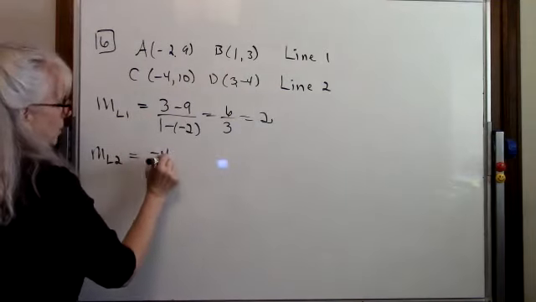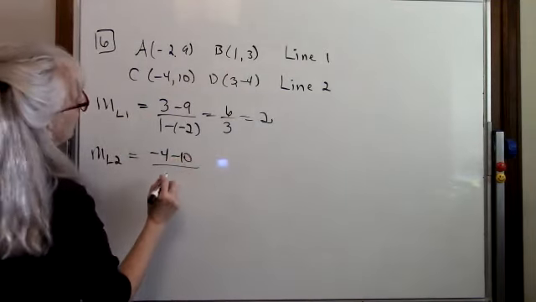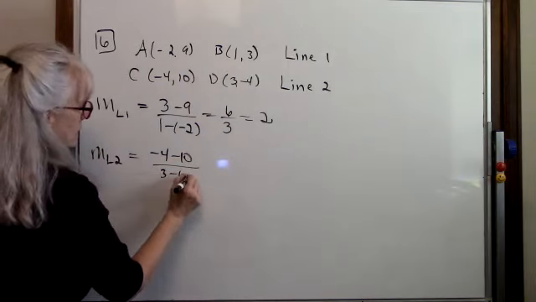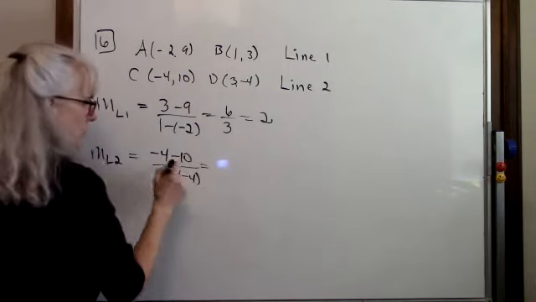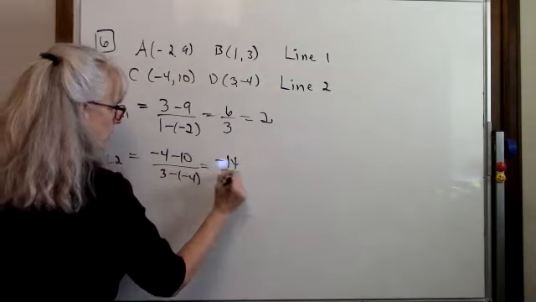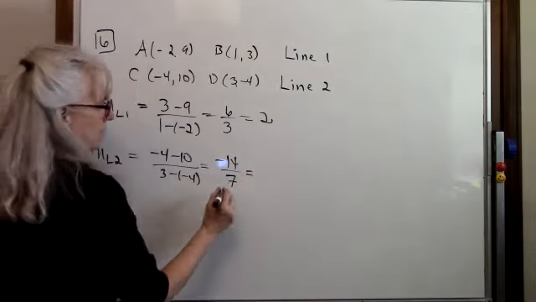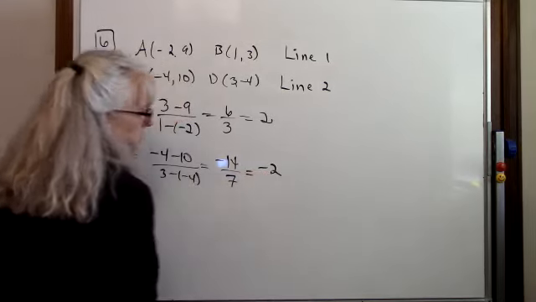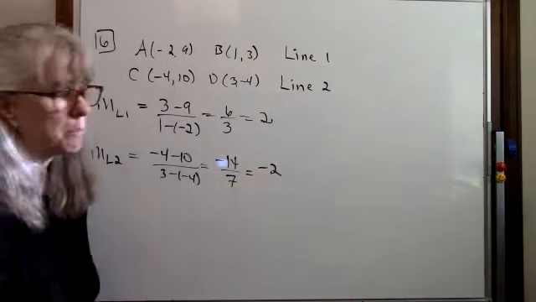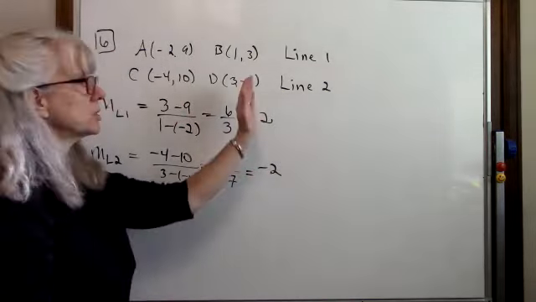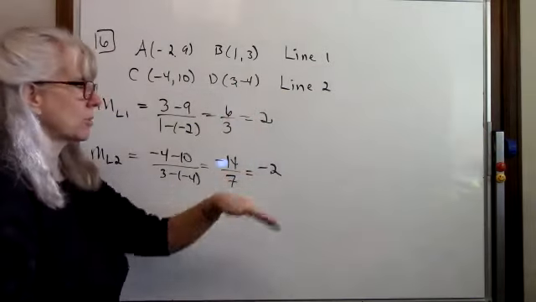We'll do the same thing: negative 4 minus 10, all over 3 minus negative 4. Negative 4 minus 10 is negative 14. 3 minus negative 4 is a positive 7. Negative 14 divided by 7 is negative 2. So I now have the slope of both of them. This one's going up 2 and over 1. This one's going down 2 and over 1.